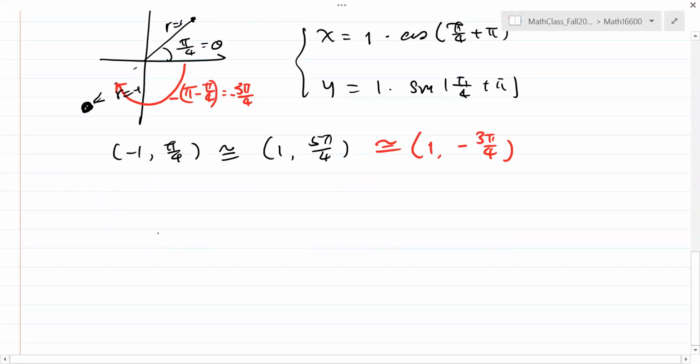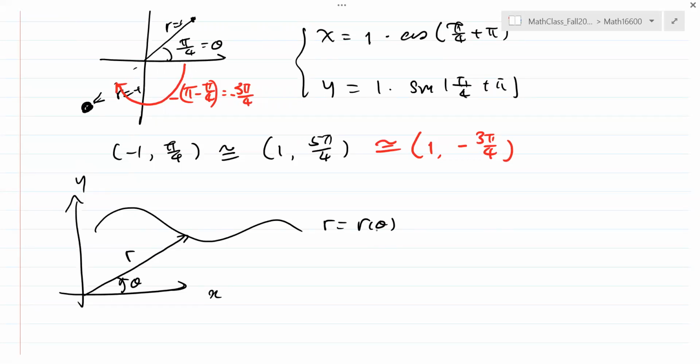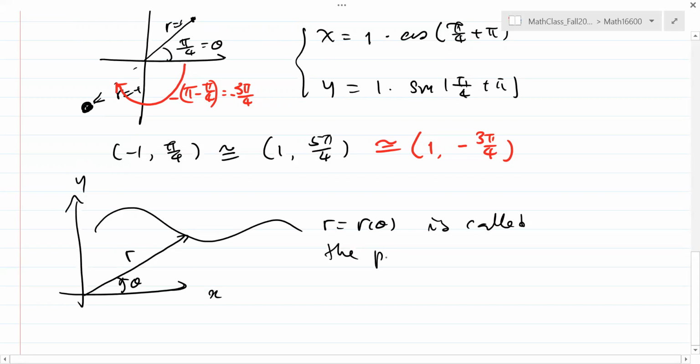Why do we have to do that? Well, if you describe a curve in the xy plane, how do you describe it? You describe it in the following way. This is angle theta, and this is r. When you change the value of theta, you have to change the value of r, so r is going to be a function of theta. So you can use this function to describe the curve. This is called the polar equation of the curve.